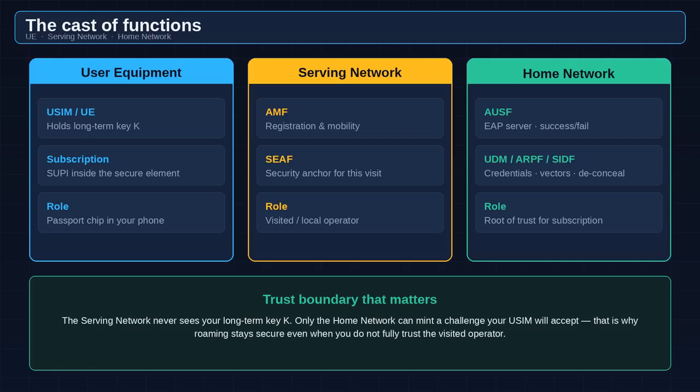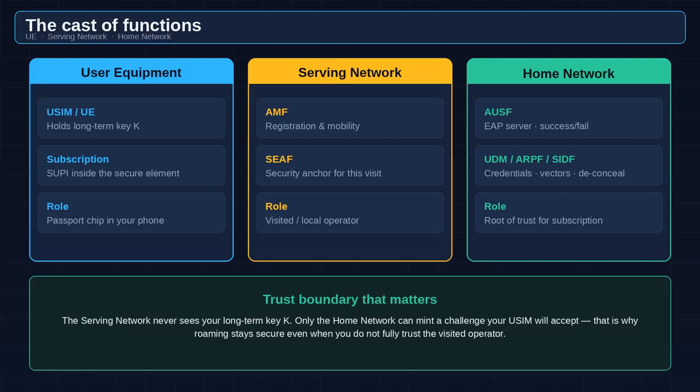On the right is the home network, split into two functions. The AUSF, authentication server function, runs the EAP server side and decides success or failure. Behind it, the UDM with ARPF and SIDF stores credentials, generates authentication vectors, and can deconceal your hidden identity.